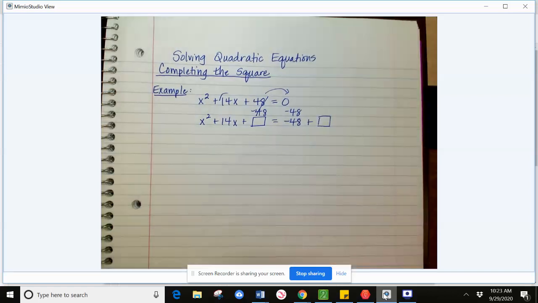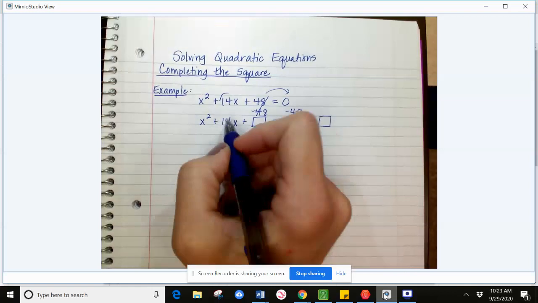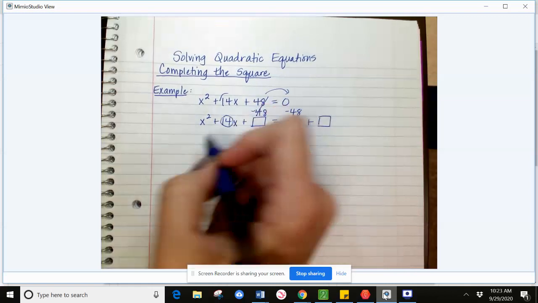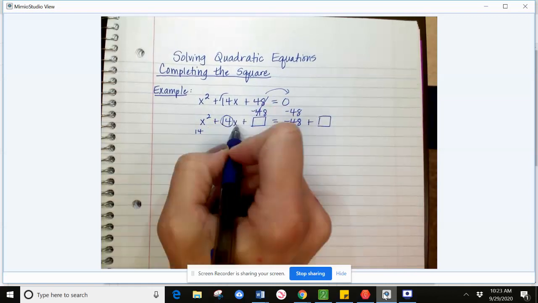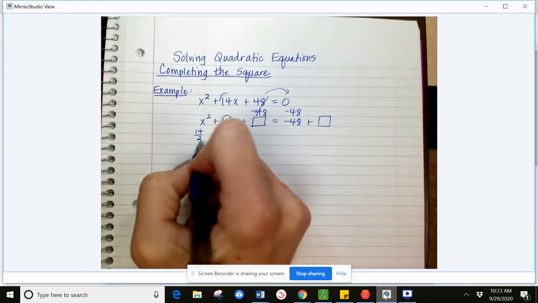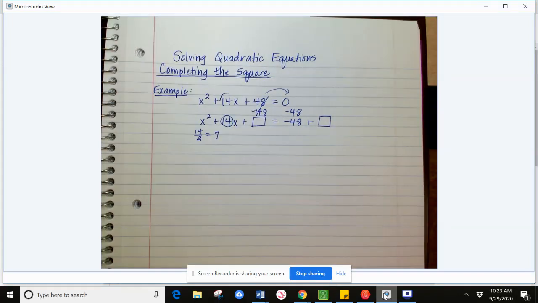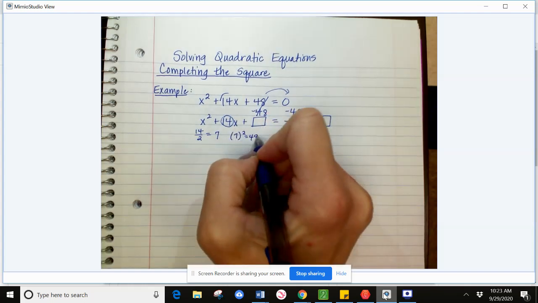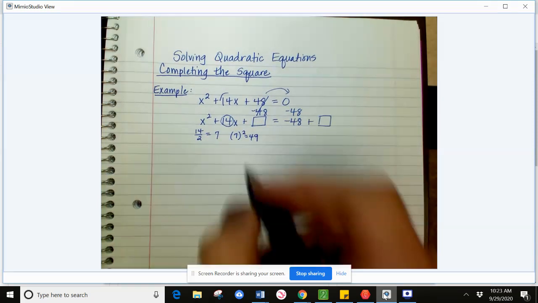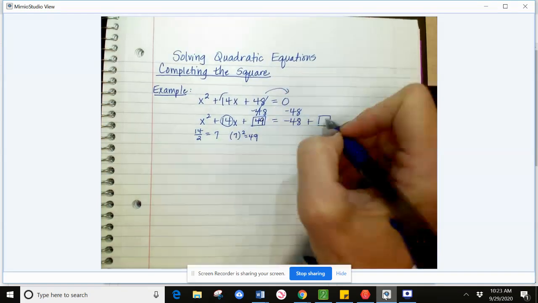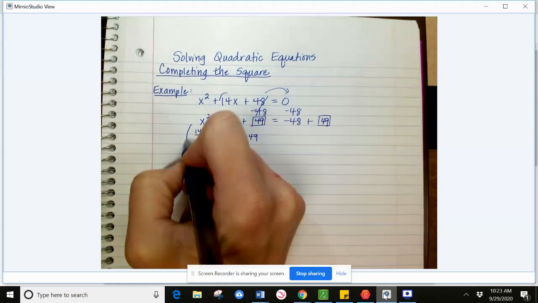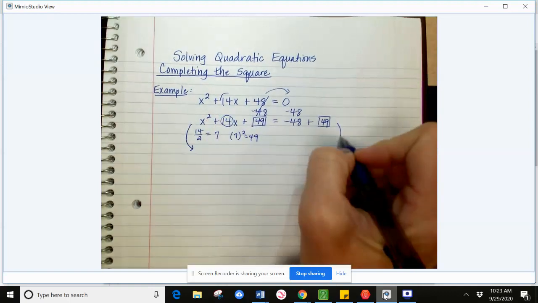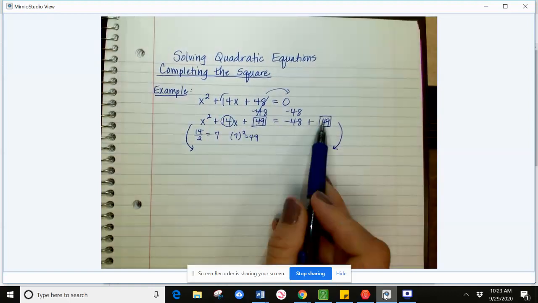And how you go about this is we're going to divide the b coefficient of x by 2. That gives you 7. And then we're going to square that result. So 7 squared is 49. That number is what we are adding to both sides, and we always add no matter what. No matter what. So you will never put a negative number in these boxes, ever.